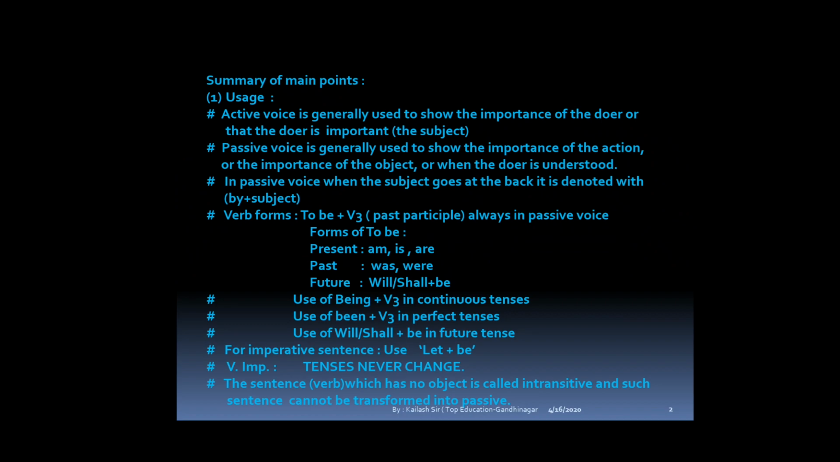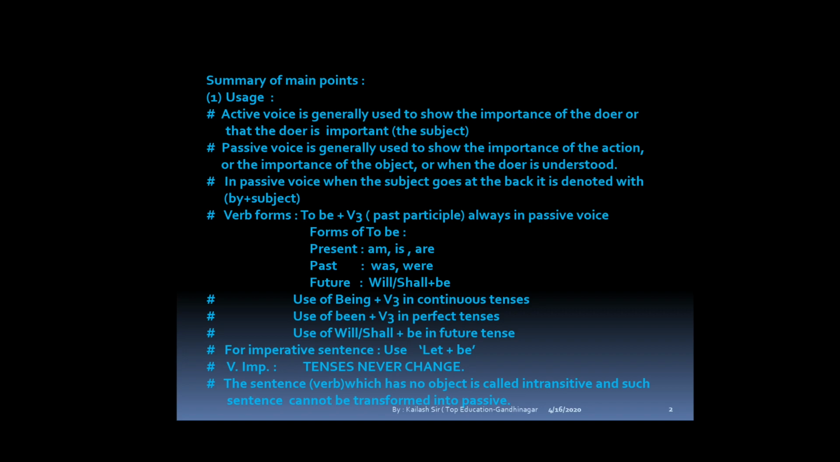Now let us come to the main point. Summary of the main points of active and passive voice. First, let us see the usage. Active voice is generally used to show the importance of the doer, or that the doer is important. The doer means the subject. Passive voice is generally used to show the importance of the action or the importance of the object, or when the doer is understood. In passive voice, when the subject goes at the back, it is denoted with by plus subject.